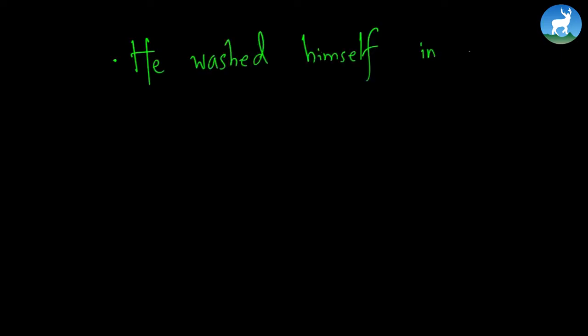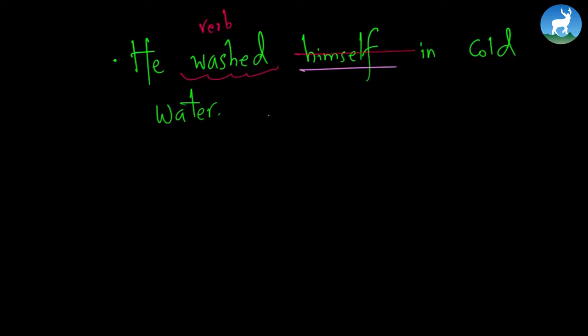Alright? If I write a sentence like this, he washed himself in cold water. Now I ask you this, is this sentence correct? Of course not. We do not use a reflexive pronoun after verbs which describe things people usually do for themselves, such as wash, shave, dress. So washing is done for yourself, right? It is very obvious. What is the verb? Washed is the verb. He washed himself, so there's no use of himself. You can simply say he washed in cold water.